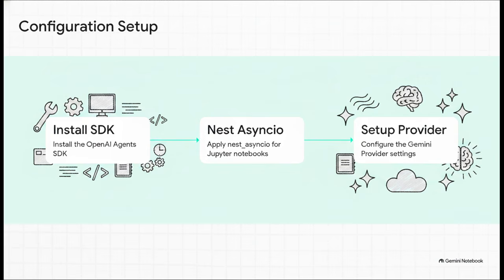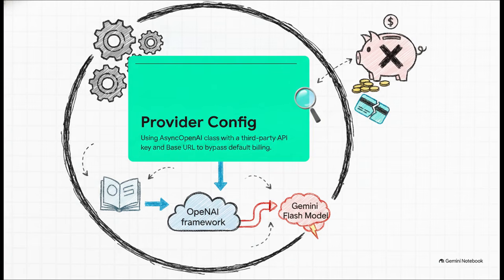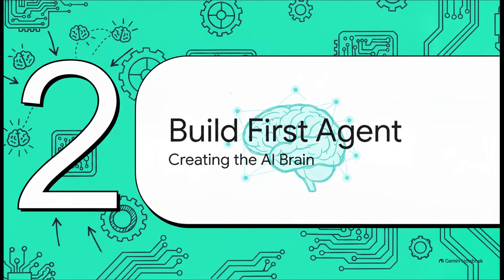And finally, step 3, we configure our backend provider. And honestly, this is where the real magic happens. This step brilliantly illustrates the ultimate cost hack. See, because the OpenAI SDK is open source, it doesn't actually lock you into using their paid models. By leveraging the async OpenAI class, we can just override the default settings. We pass in a third-party API key and a custom base URL. So in our case, we're pointing it directly at Google's free Gemini 2.0 Flash model. Think about that. You get the ultra-robust, industry-standard OpenAI framework, but with the completely free engine running under the hood. How cool is that? Moving on to Section 2, Building your first AI agent.